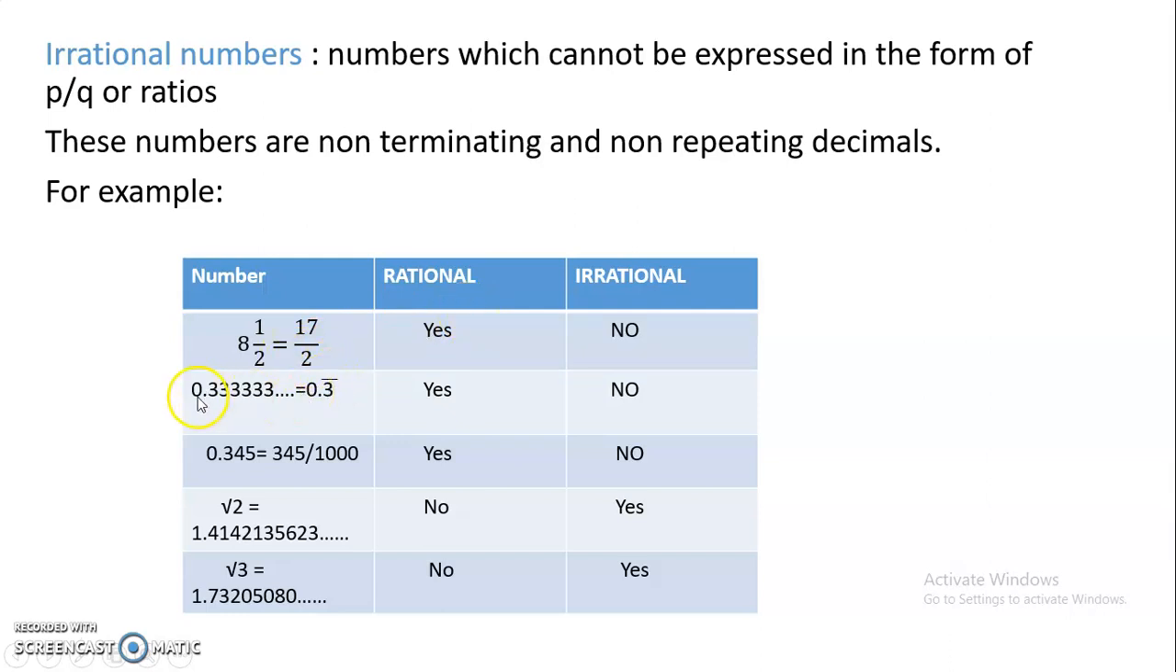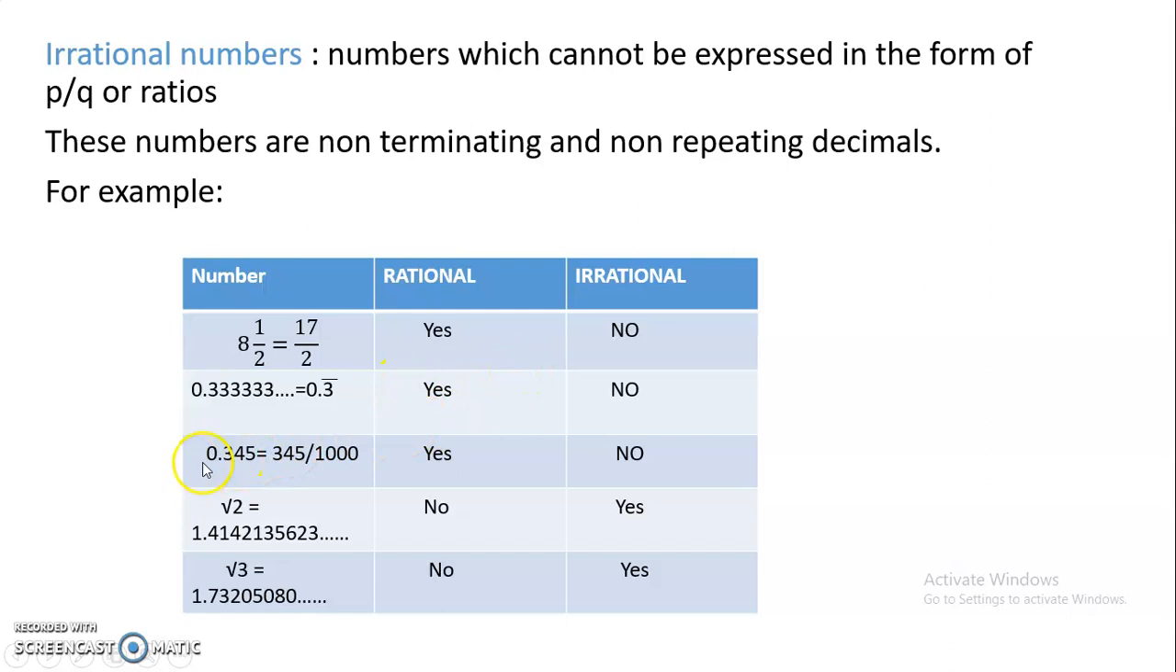Then see the second example, 0.3333. So this 3 is repeating itself. This is a decimal and it is repeating itself. But irrational numbers are non-repeating decimals. They are decimals, but they are non-repeating. Here the 3 is repeating itself. We can also write it as 0 decimal point and this 3 raised to this bar. This bar means this 3 is going on and on. This is repeating itself. So yes, it is a rational number. If decimals are repeating, then it becomes a rational number.